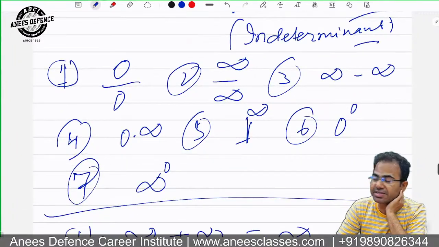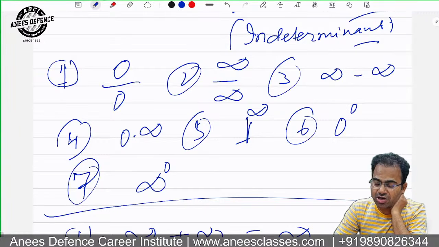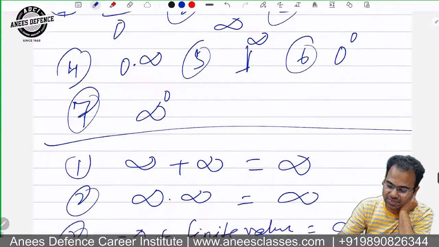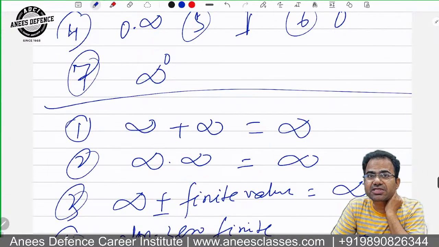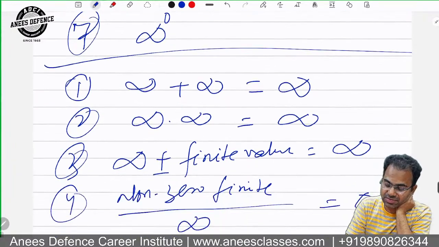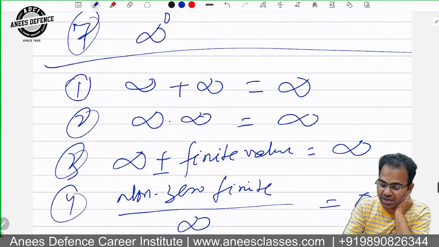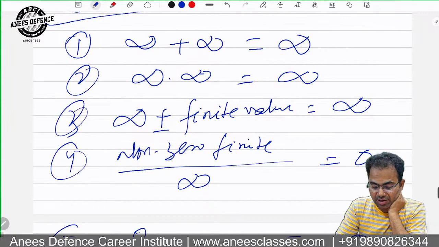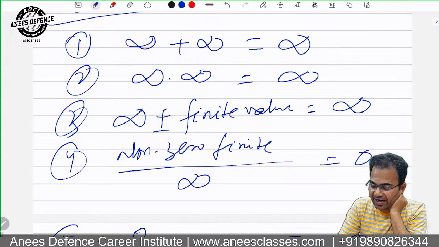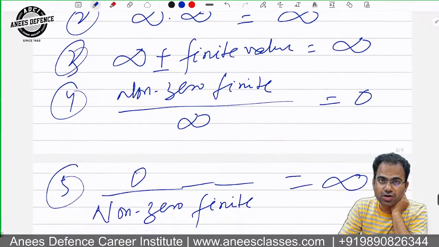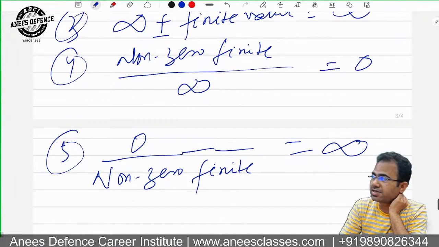There are 7 indeterminate forms. One is 0 by 0. Another is infinity by infinity. Then infinity minus infinity, 0 into infinity, 1 to the infinity, 0 to the 0, infinity to the power of 0. Then infinity plus infinity is infinity, infinity into infinity is infinity, infinity plus or minus a finite value is infinity. A non-zero finite upon infinity is 0, and 0 upon a non-zero finite is 0.